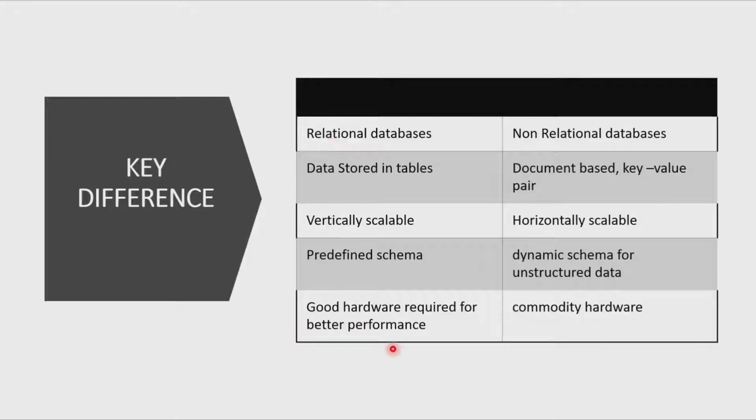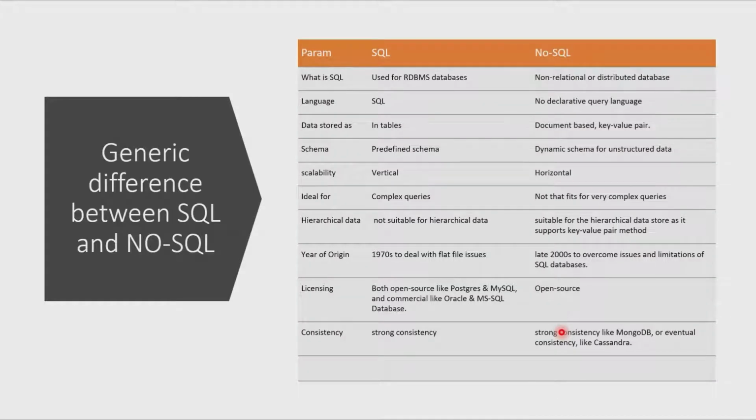Relational databases use good hardware for better performance because you tend to grow vertically. But in case of a non-relational database, you can go with commodity hardware. This is the generic difference between SQL and NoSQL.